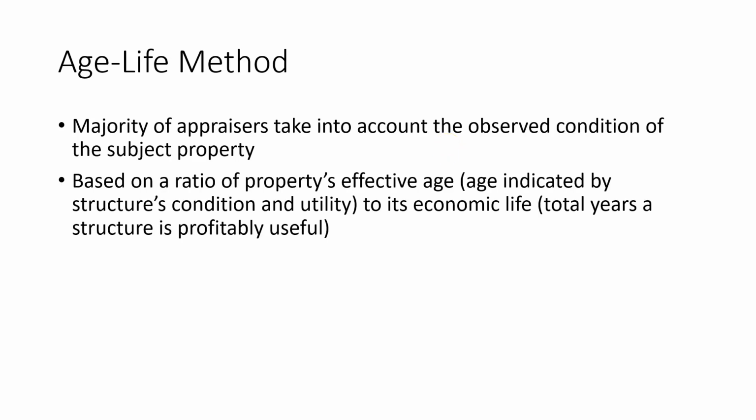Sometimes the majority of appraisers take into account the observed condition of the subject property, and then they base it on the ratio of the effective age indicated by the structure's condition and utility, to its economic life. That's the total years a structure is properly useful. Normally we use 60 years, not always. After 60 years, we have to put more money into the property than it's worth to maintain its value.